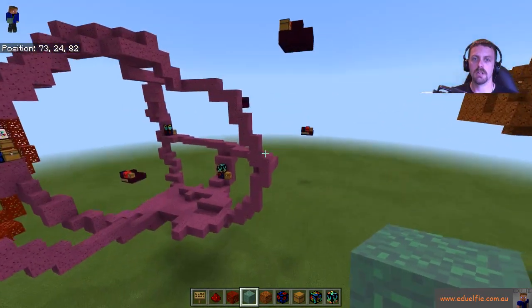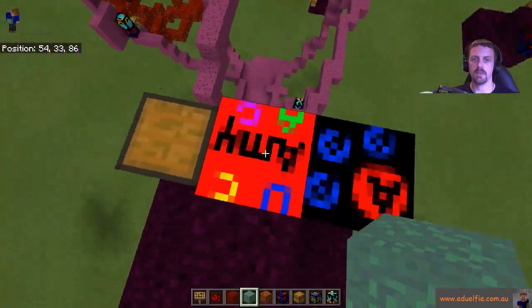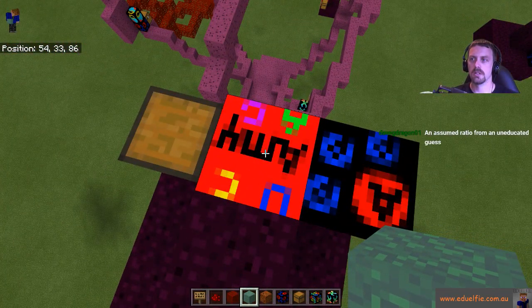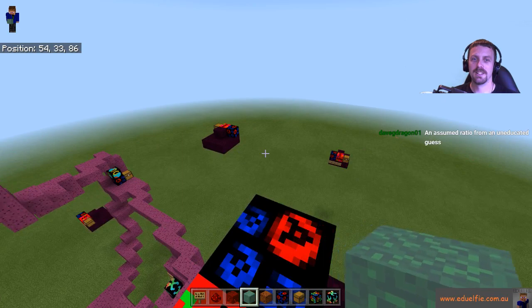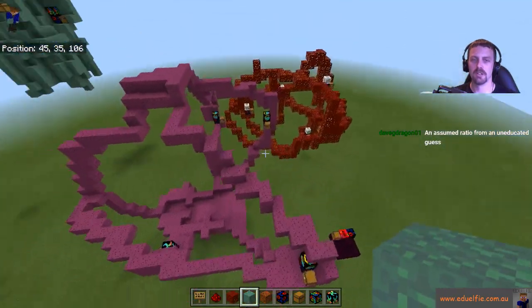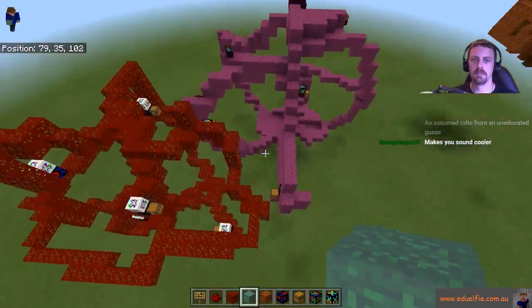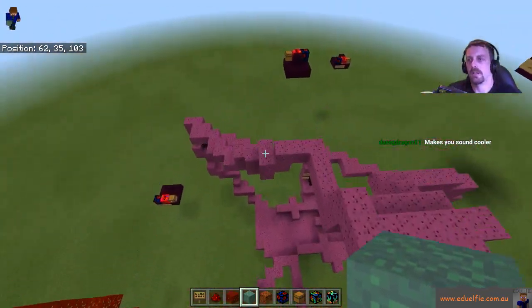So 3 locations there. Each of these is going to have 4 different ones of these. An assumed ratio from an uneducated guess. We could. That's one way of saying it. I'm not sure I like just the one for everything though. But then it comes back to time as well.